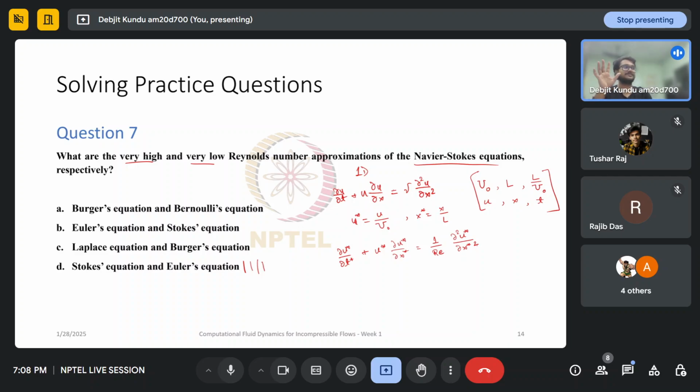Non-dimensionalization is a different concept. We will discuss this later. I'll suggest you go read through it, and if you face any problem, please come back and ask. We will have a more detailed discussion on it. For now, this is the non-dimensional version of the Navier-Stokes equation. And we are asking what are the very high and very low Reynolds number approximations of it. So let's say if Reynolds number, this one, is very high, it's a very high number, then what happens is that this whole term vanishes out.